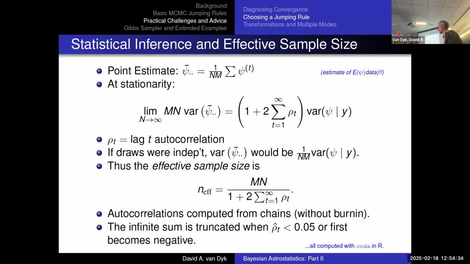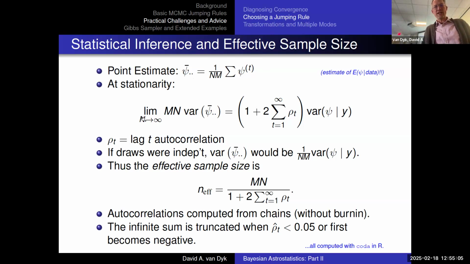This is another statistic that is quite useful in thinking about how these chains work and how to evaluate them. So again, I have this parameter psi. I've run capital M, say 5 chains, and each of them I run for 1,000 draws, so I have 5,000 draws altogether. My estimate at the end of the day is just the average of all 5,000: take the 5 chains, put them all in a pile, average them. That's my estimate.